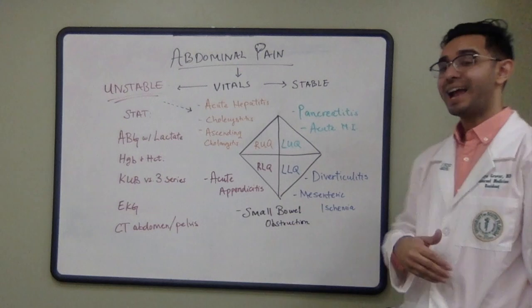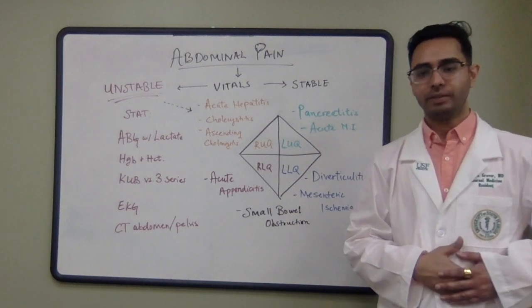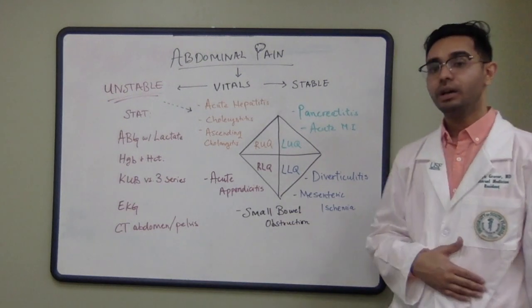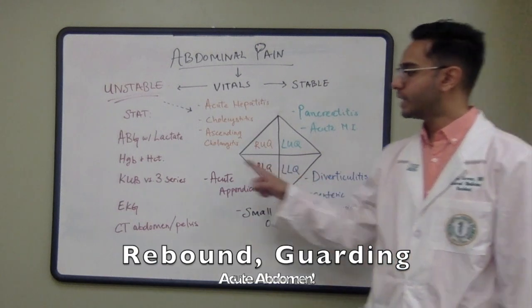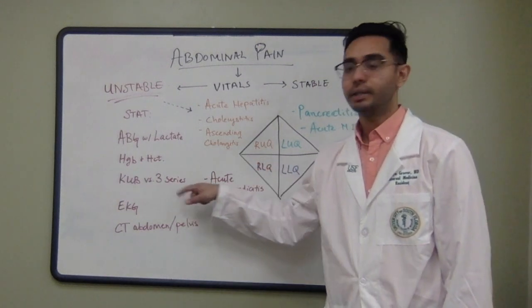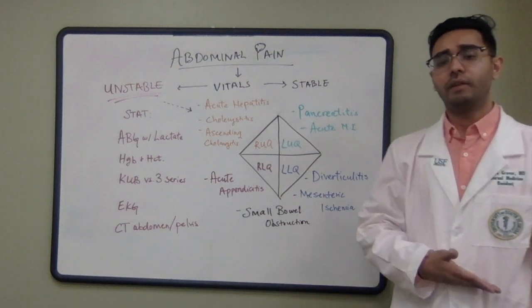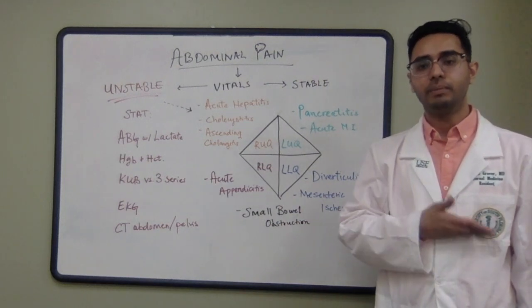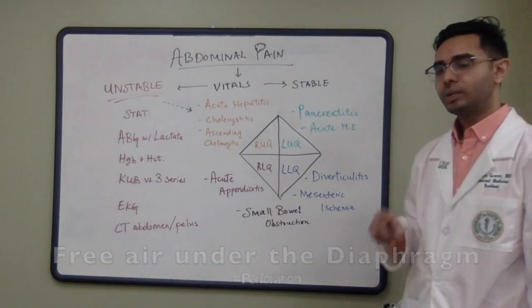If these patients have hyperacute pain, some rebound tenderness, some guarding, consider a perforation. If that's the case, you want to get a 3 series immediately. That will look for free air under the diaphragm in an upright position. You want to get the surgeons involved in this case as well.